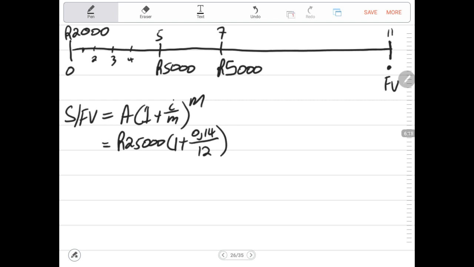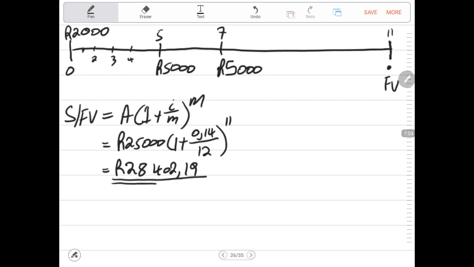So now that means we need to say to the power 11, meaning interest will be compounded 11 times over the period of 11 months. So now we will be getting to the future value. My calculator, which is on the screen, does not have the power, so I will have to say 25,000 open brackets 1 plus 0.14 divided by 12 close brackets to the power of 11. Then I get a total of 28,402 rand 19 cents.